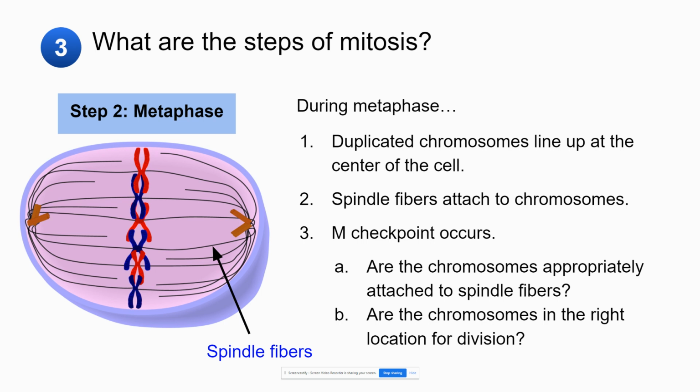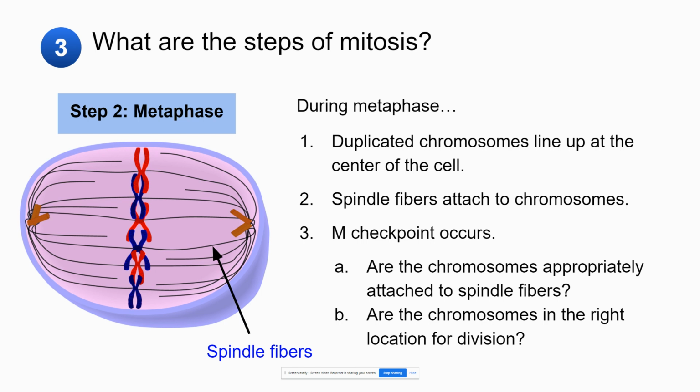The second step of mitosis is metaphase. M for metaphase. Again, look at the diagram. What happened from prophase to metaphase? What changed? Here you should see that the duplicated chromosomes have moved to the center of the cell and are lining up one by one on an imaginary center line of the cell.